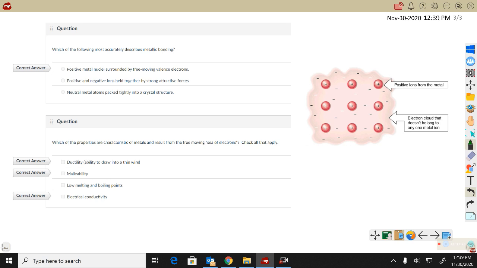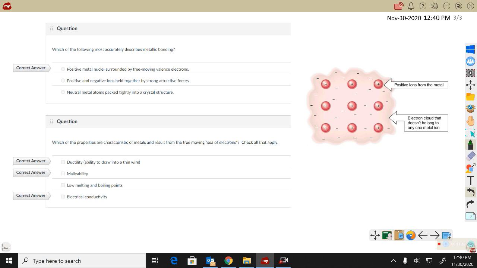And because we have these moving electrons, we can conduct electricity. Obviously, metals conduct electricity, right? But it's because of this sea of electrons model where you have moving electrons.